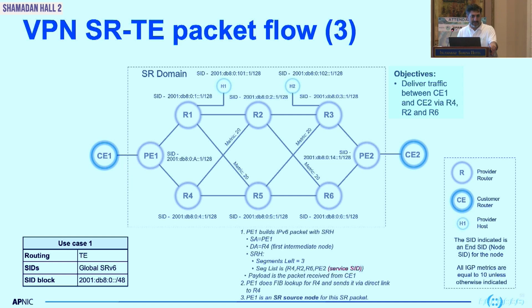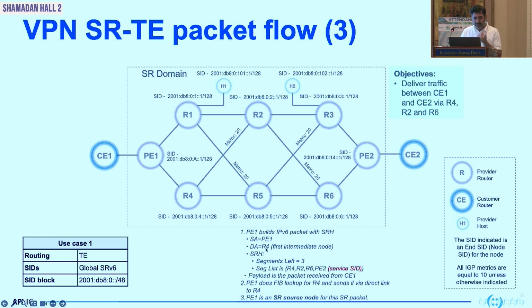P1 is the one which is going to build the segment routing header. Once we build the segment routing header, first we need to give the list of the nodes which we are going to traverse. In this case we have identified R4, R2, R6 and P2. The segment left field will be n-1. So n is 4, minus 1 is 3, and the destination address will be the first node, which is R4. After this the packet has been constructed.